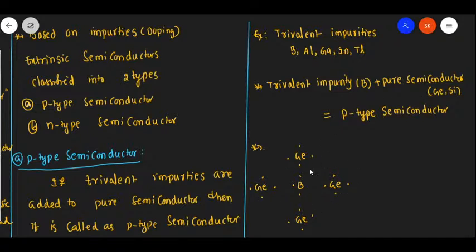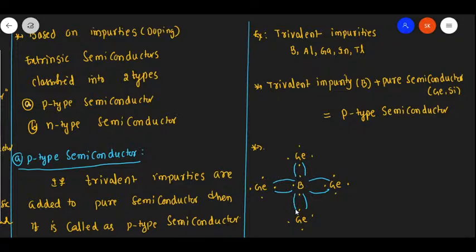Germanium is pure, and to the pure germanium I am adding the impurity, boron. Boron is trivalent. When trivalent impurities are added, what happens? This trivalent impurity boron has three valence electrons. These three valence electrons form three covalent bonds with the neighboring germanium atoms. But there is one vacancy for the fourth bond. Boron has three valence electrons, and three covalent bonds are formed here.